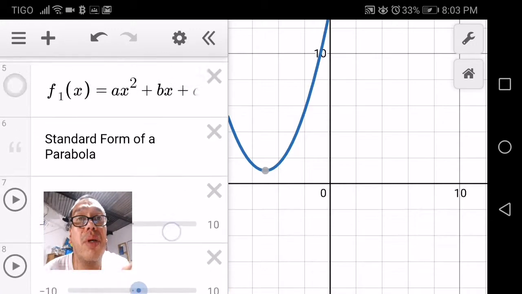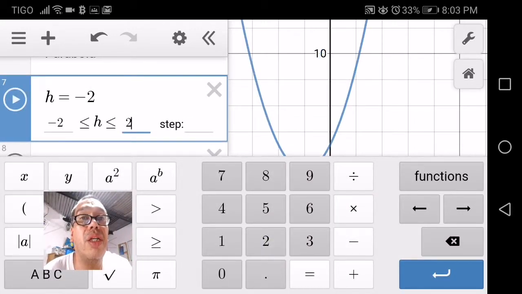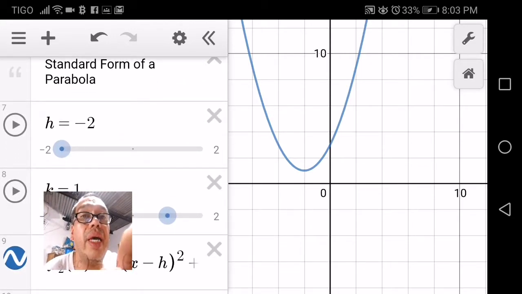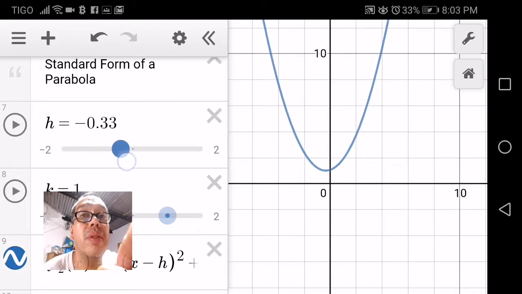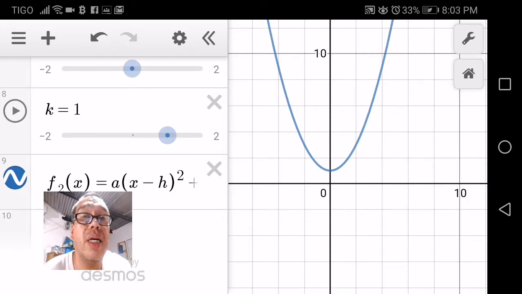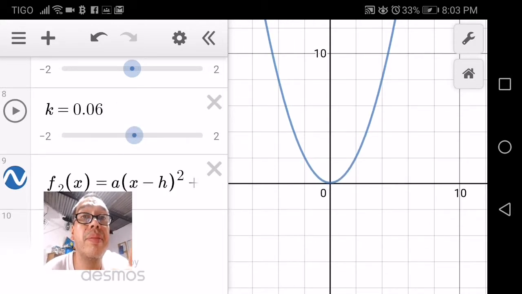And if you come over here and apply reasonable values to h and reasonable values to k, I want to see what happens. If you change the value of h to 0, lo and behold, your parabola is right on top of the y-axis, which means that its vertex has an x-coordinate of 0. If your k is 0, then not surprisingly, that's exactly the same, because that's ax squared.